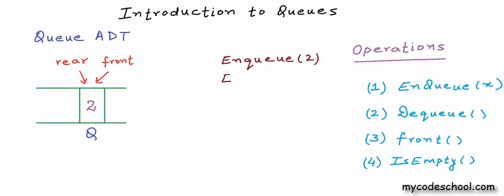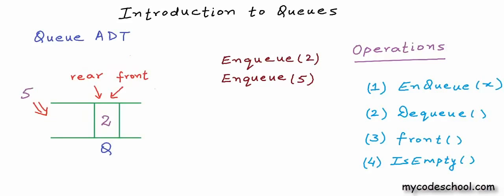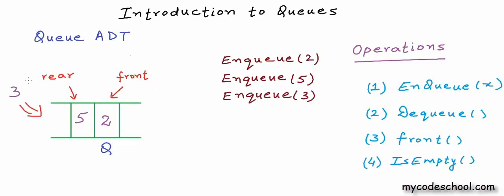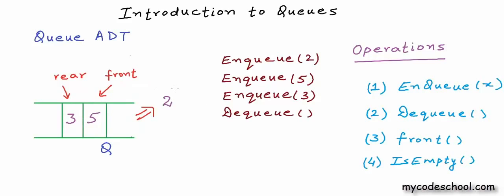Let's enqueue one more integer. Now I want to insert number 5. 5 will be inserted at rear or tail of the queue. Let's enqueue one more. And now I want to call the dequeue operation. So we will pick 2 from head of the queue and it will go out. If the queue is supposed to return this removed integer, then we will get integer 2 as return.